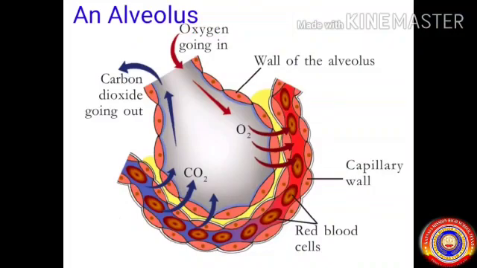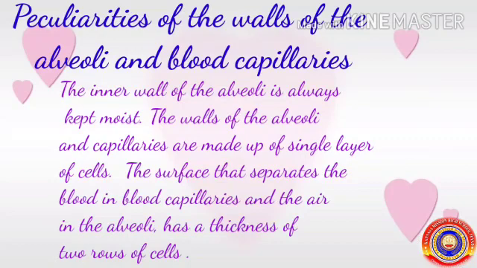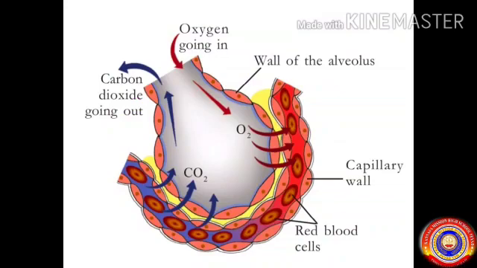Now look at the diagram of an alveolus. You can see the peculiarity of the walls of the alveoli and the blood capillaries. The inner wall of the alveoli is always kept moist. The walls of the alveoli and capillaries are made up of a single layer of cells. The surface that separates the blood in the blood capillaries and the air in the alveoli has a thickness of 2 rows of cells.